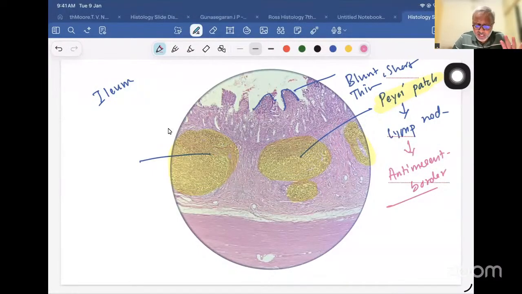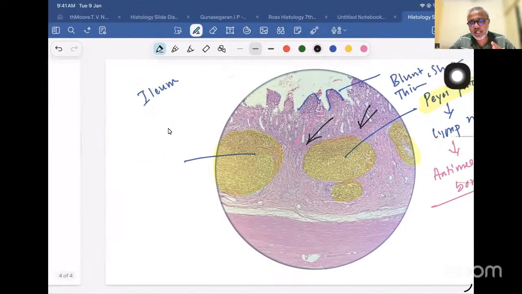Rest of the features again are unremarkable. If you observe, just a minute, this is the muscularis mucosa we are looking at. Okay. Sometimes these Peyer's patches can extend into the lamina propria, but invariably these are found in submucosa. Right? So if you get a slide of small intestine, this is how you must identify.